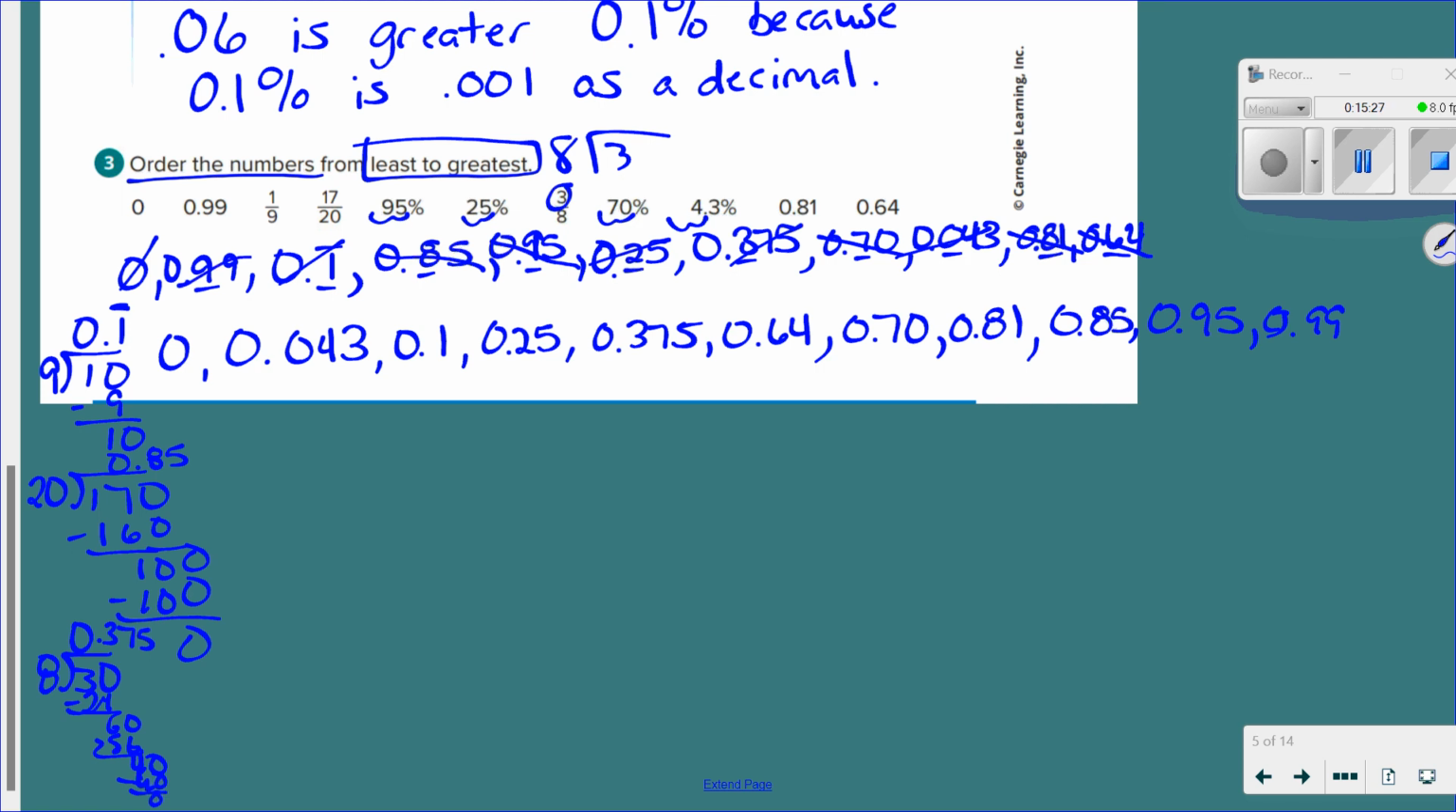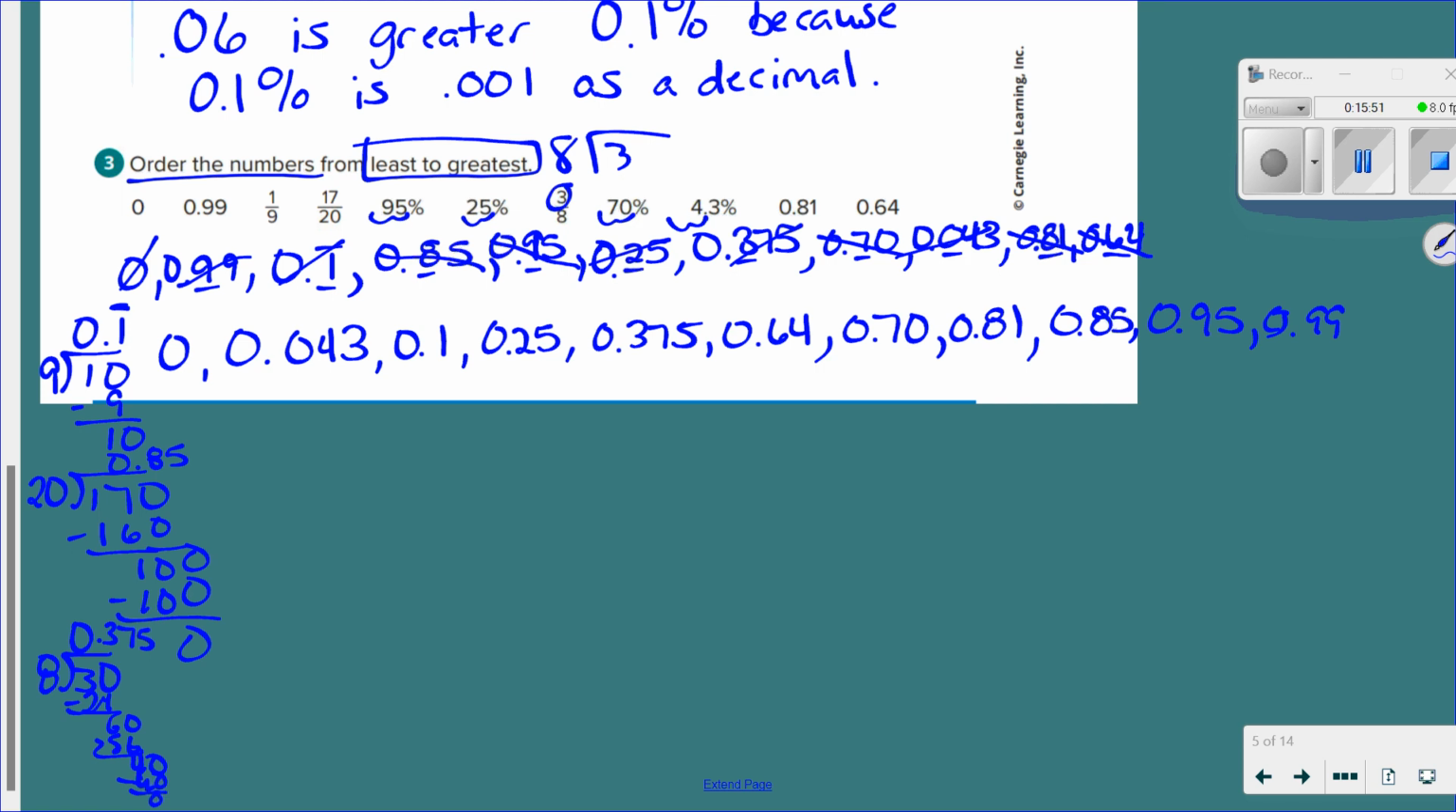So let's count how many numbers we started with. 1, 2, 3, 4, 5, 6, 7, 8, 9, 10, 11. Let's make sure we have all 11. 1, 2, 3, 4, 5, 6, 7, 8, 9, 10, 11. Good. And that is in order from least to greatest. Any questions?